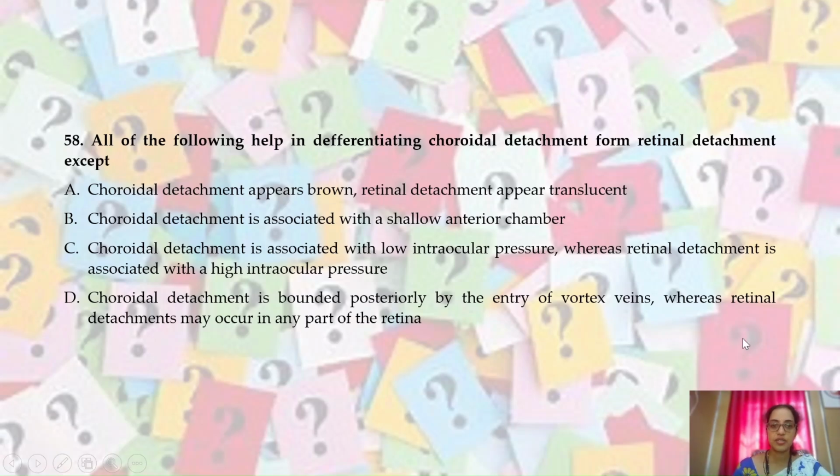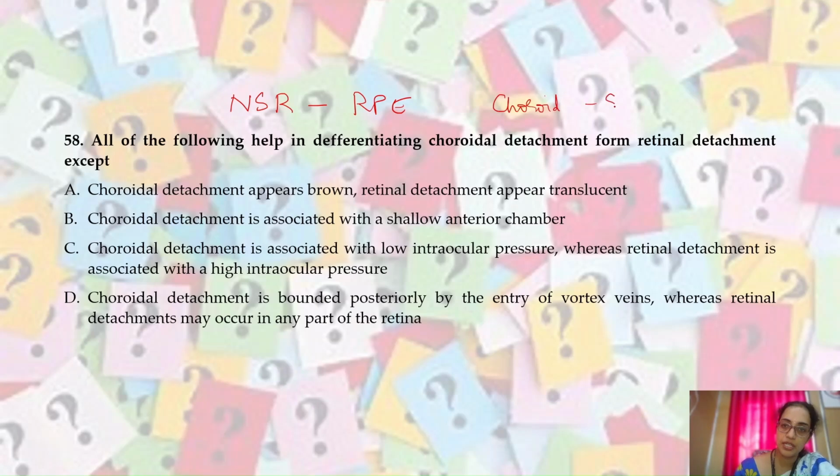Let's take a question at this point. All of the following help in differentiating choroidal detachment from retinal detachment. So retinal detachment is separation between the neurosensory retina and the retinal pigment epithelium, whereas choroidal detachment is the detachment of the choroid from the underlying sclera.